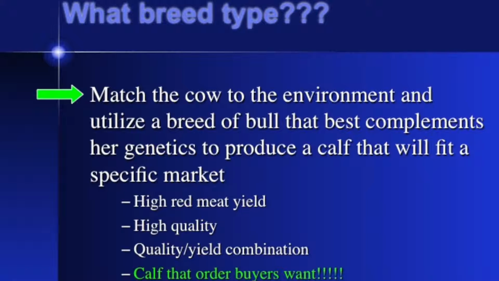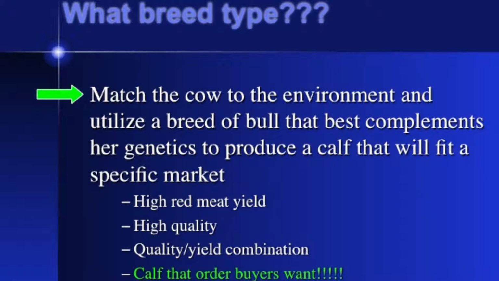And then figure out what breed of bull best complements her genetics to produce a calf that fits a specific market. Whether that market be a high red meat yield or a high quality market, CAB would be an example, or a quality yield combination. Specifically, a lot of our ranchers are marketing their cattle directly off the cow, whether direct to an order buyer or maybe through the auction market. It's the calf that the order buyers want, that the industry is wanting today. And so that's kind of the game plan, what we do there.